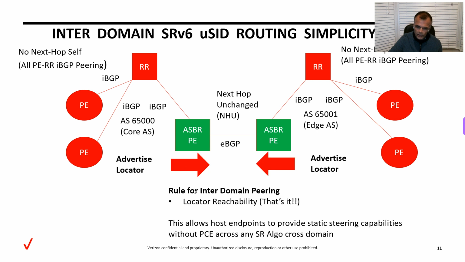The other big key is locator reachability. It's that simple. Routing simplicity. As long as your summary locator, as long as prefix match are advertised between the domain boundaries, you have full reachability and you can build that data plane.